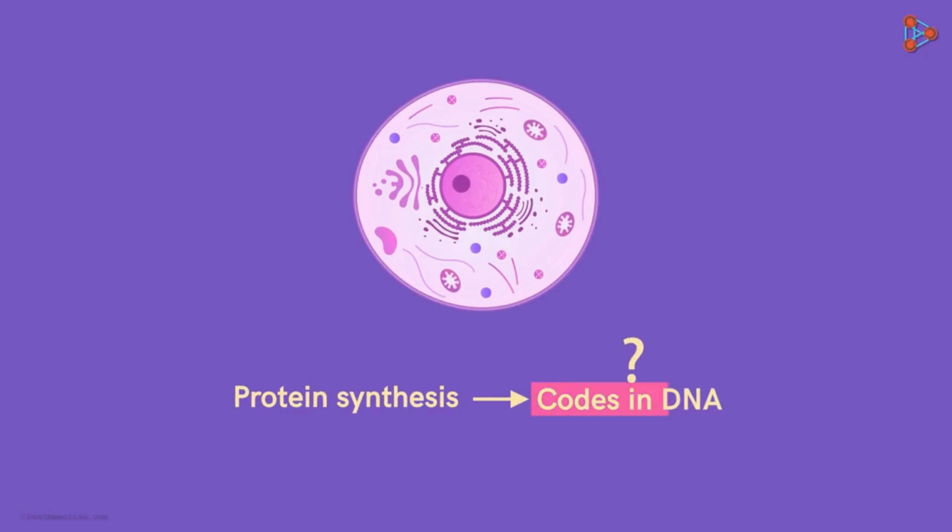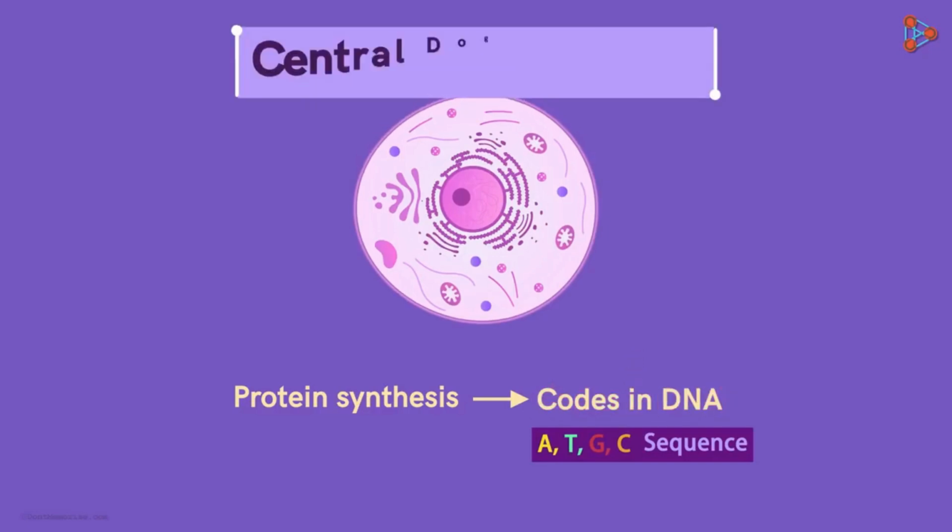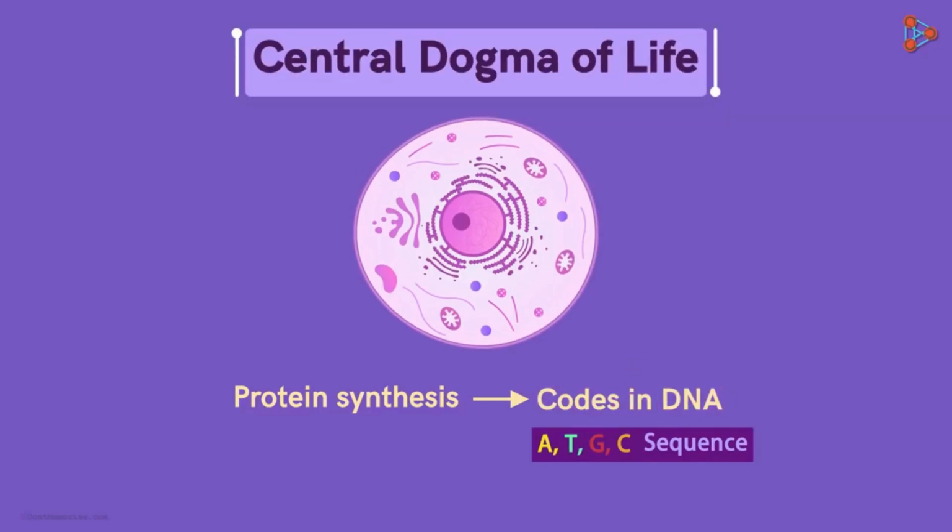But how are these codes read? What's the process that helps decode this language? And are proteins synthesized merely by the sequence of A, T, G and C? The answer to all questions lies in the central dogma of life.